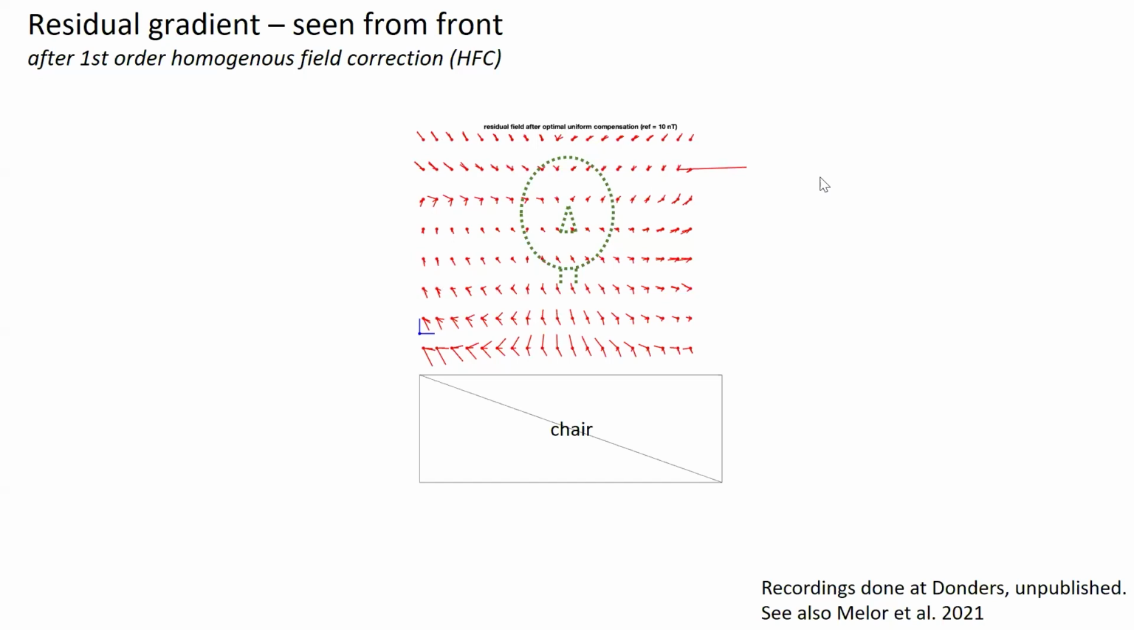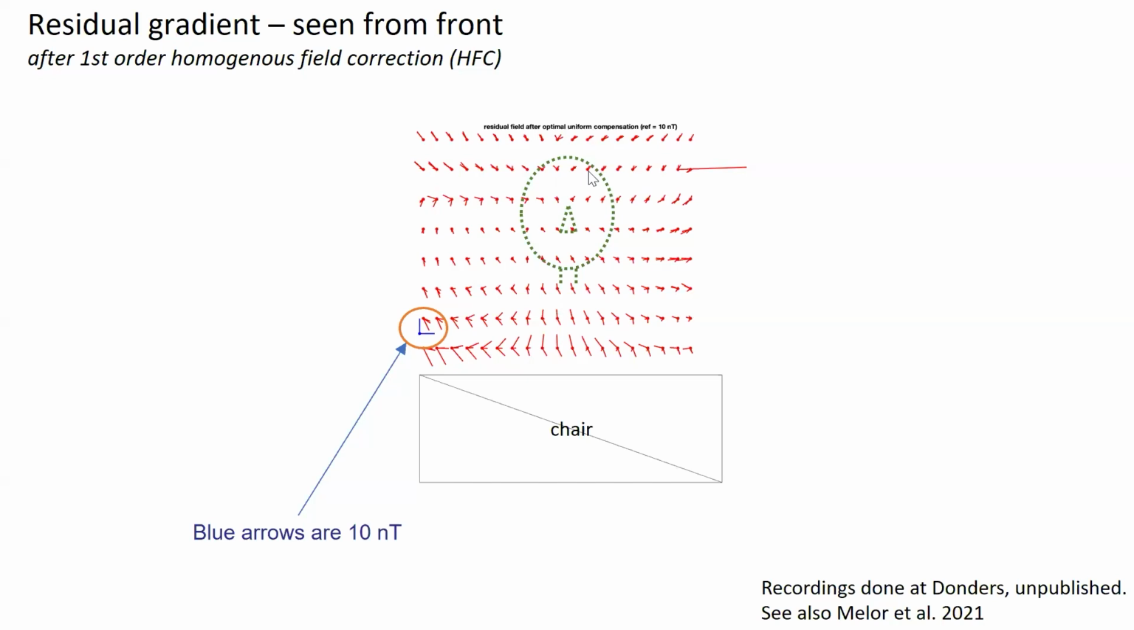Just to give you an idea of how these gradients look, these are recordings that were done in the magnetically shielded room at the Donders in Nijmegen, after first order homogeneous field correction. So the Earth magnetic field, the homogeneous component of the magnetic field, has been removed. What you see here are referenced fields in the order of 10 nanotesla, in the middle of the room where the head is. This is more or less where the chair is. The residual fields that we would get with perfect homogeneous field compensation would be in the order of magnitude of 5 nanotesla.